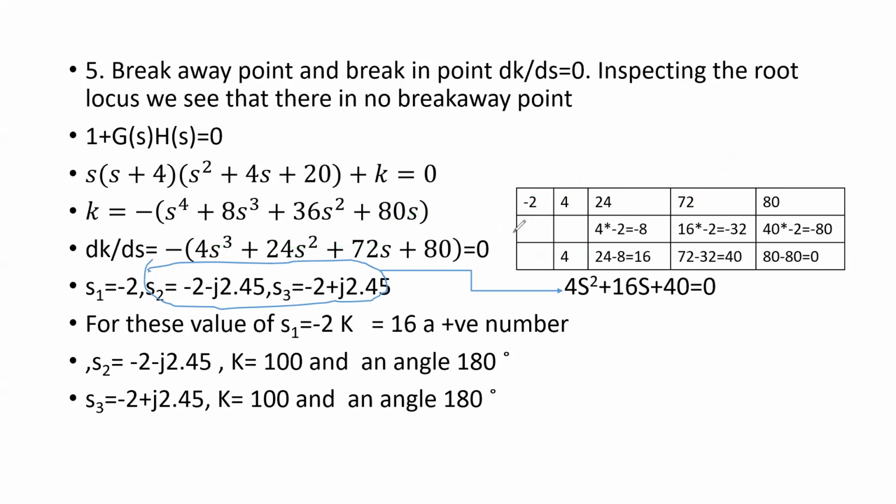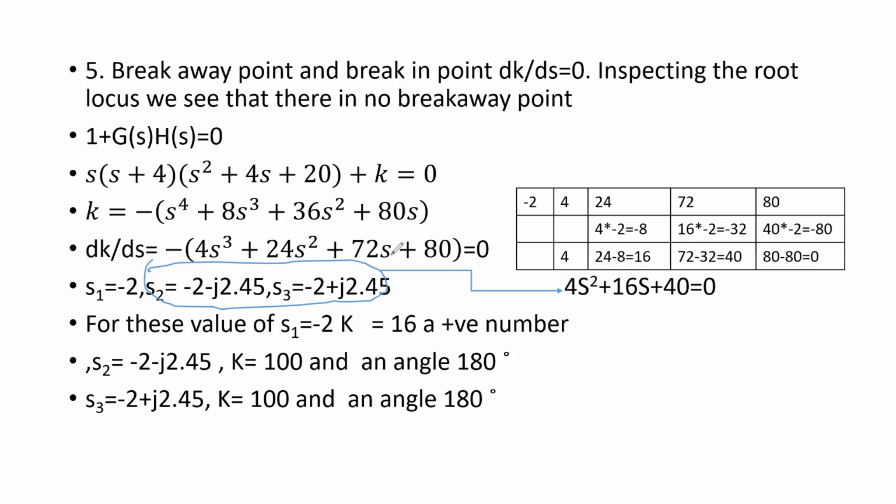Then minus 2 into 4. Initially nothing, just put this down here. So minus 2 into 4 is minus 8, 24 minus 8 is 16. Then minus 2 into 16 is minus 32, so 72 minus 32 is 40. Minus 2 into 40 is minus 80, giving 0. So next it is going to be 4s squared, 16s and 40. The next equation you get is 4s squared plus 16s plus 40. Now find the solution of this quadratic equation. You get these two values.